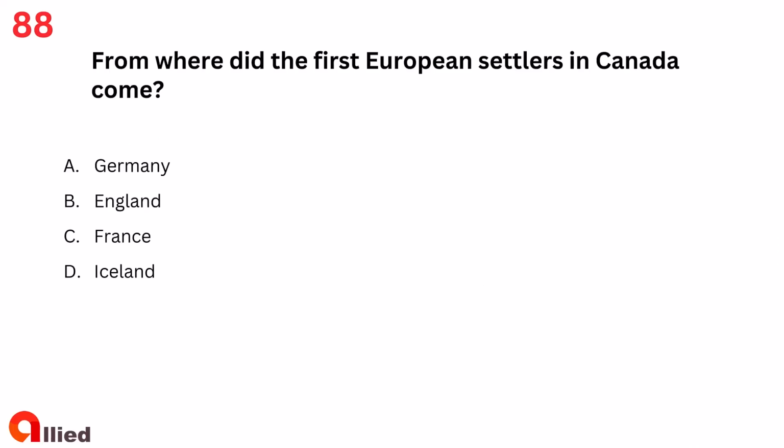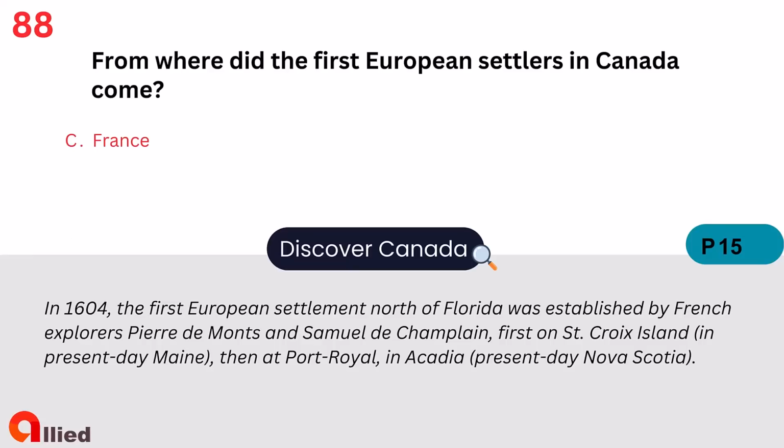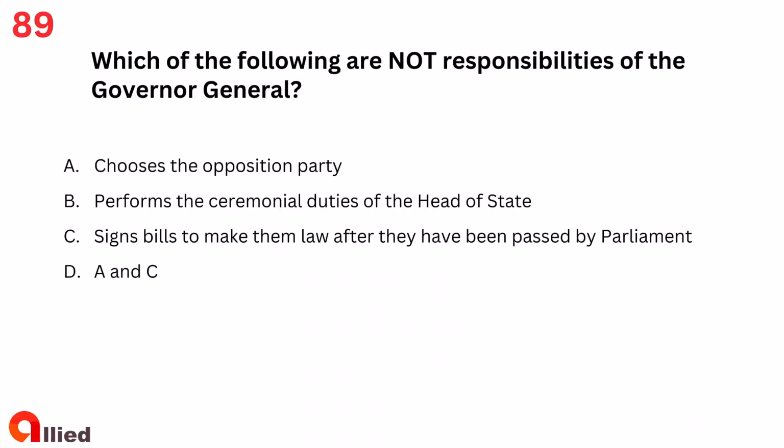Question 88. From where did the first European settlers in Canada come? A. Germany. B. England. C. France. D. Iceland. The answer is C. France.